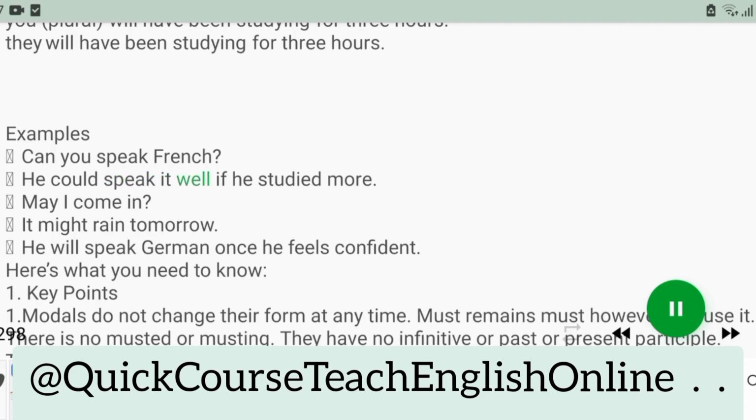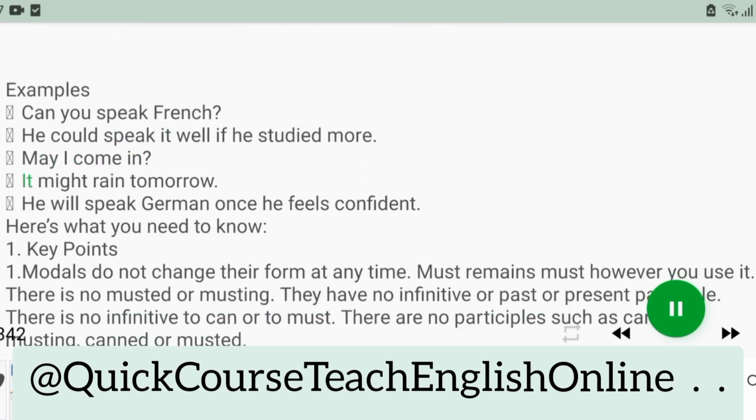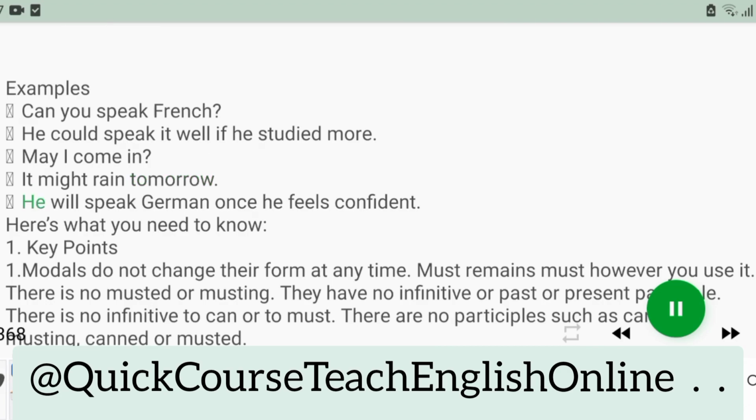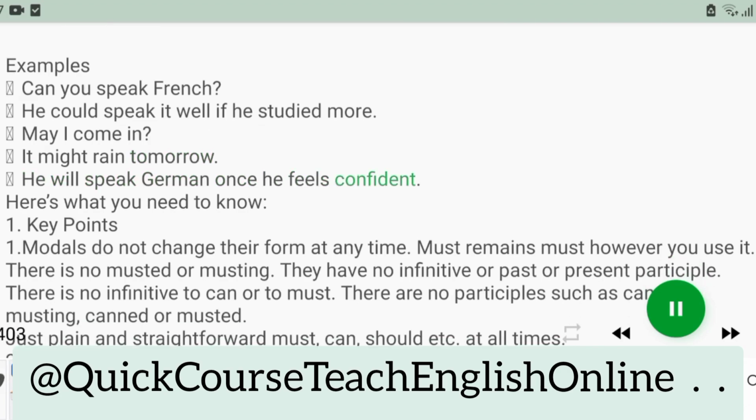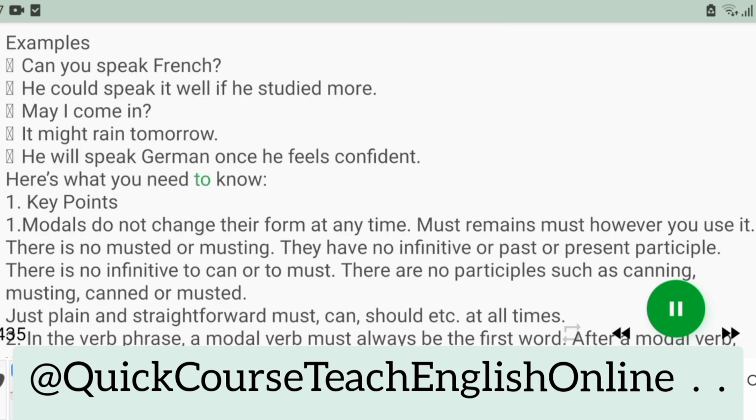He could speak it well if he studied more. May I come in? It might rain tomorrow. He will speak German once he feels confident. Here's what you need to know.